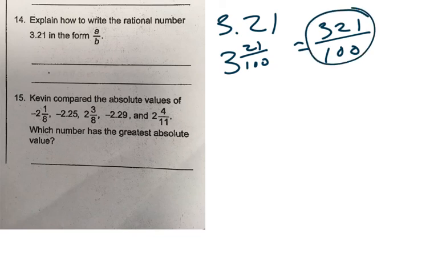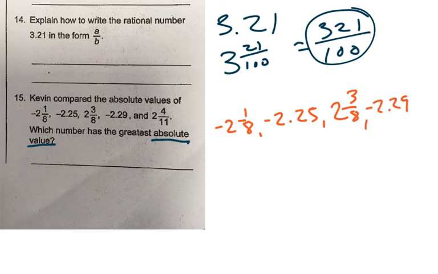Okay, finally, number 15, Kevin compared the absolute values of negative 2 1/8, negative 2 2500ths, 2 3/8, negative 2 2900ths, and 2 4/11ths. Which one has the greatest absolute value? So you're talking about a number's distance from 0. It's going to be a positive number here because we're just measuring the distance from 0. So I'm going to take all of these numbers, and I'm going to convert them all to decimals.